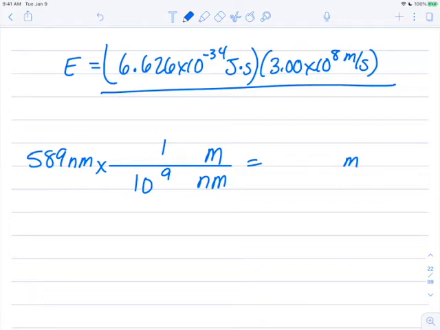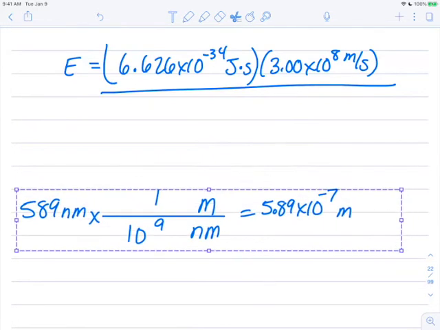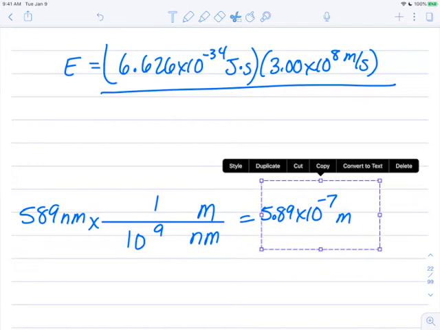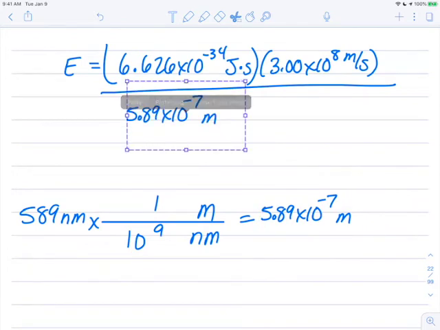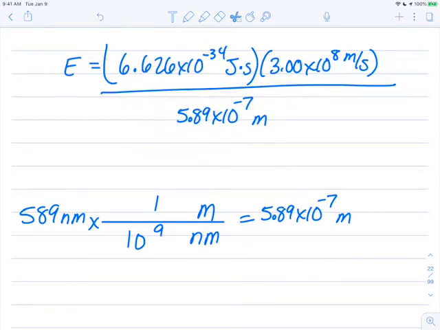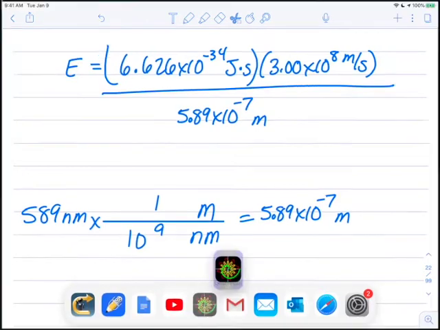Anybody find their wavelength in meters? And they're brave enough to type it in? All right, so I'm seeing 5.89 times 10 to the negative 7, like so. Any questions on how we find the meters or why we need to go into meters here? All right, so let me move this on down. And this is our wavelength in meters. All right, so let's go ahead and calculate this out.